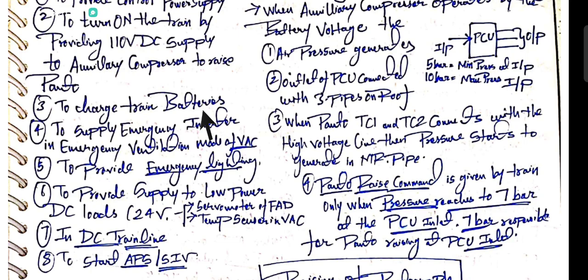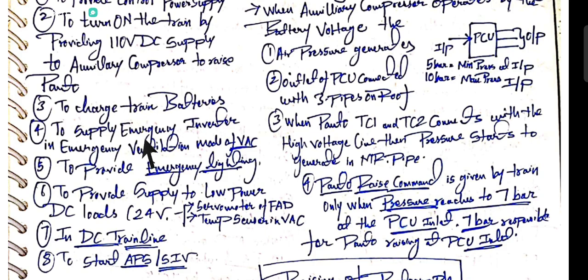Here one thing we need to understand: this 110 volt DC supply, ultimately we are getting it from the battery box, not from APS. There are many people who think that 110 volt DC supply is coming out from APS. It's not like that. 110 volt DC supply is not coming out from APS, it is coming from the battery at the last. Ultimately we can say APS has a battery charger which can charge the batteries, and with the help of batteries we are getting this 110 volt DC supply. Okay, so to charge train batteries we need 110 volt DC supply.